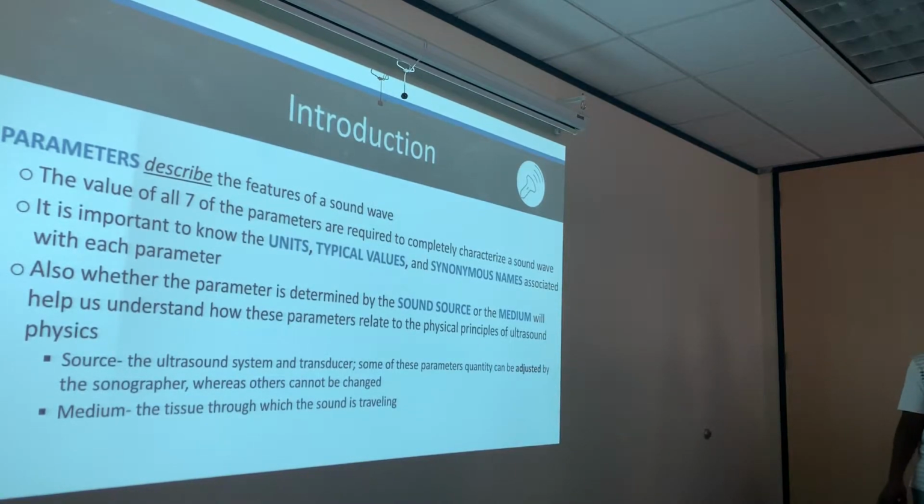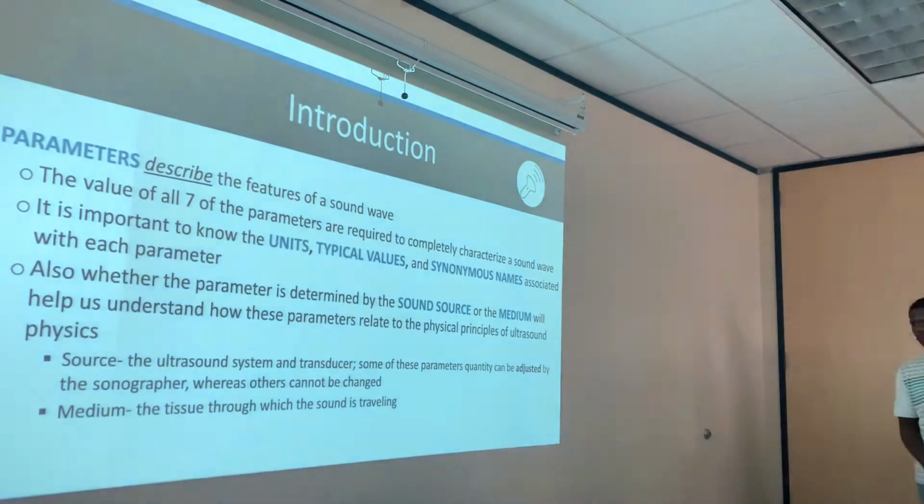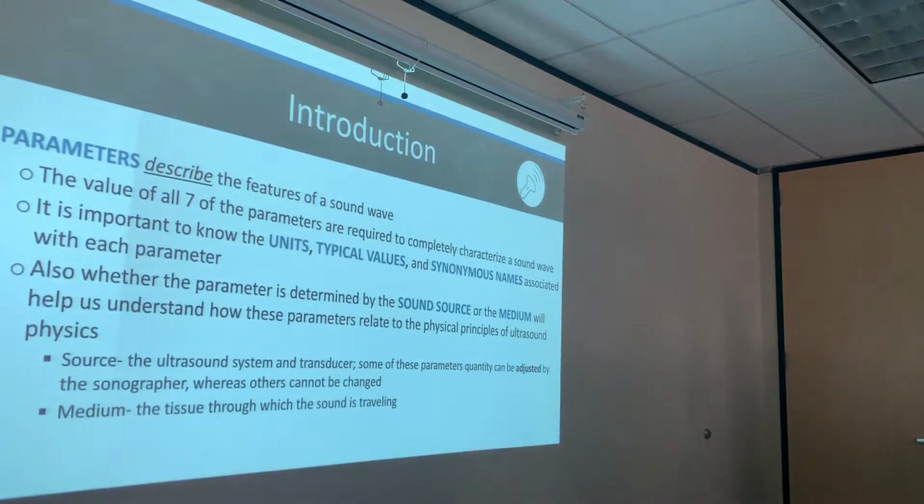So we're talking about the sound source, guys. We're talking about the ultrasound system and the transducer that's created by the manufacturer. When something's controlled by the sound source, that means it's not adjustable. That means we as technologists can't control it. When something is adjustable, it means there's a button on the machine that can control that parameter. If it's controlled by the source, it's already implemented by the manufacturer, and that includes the ultrasound system and the transducer. Some of these parameters can be adjusted by the sonographer, whereas others cannot be changed.